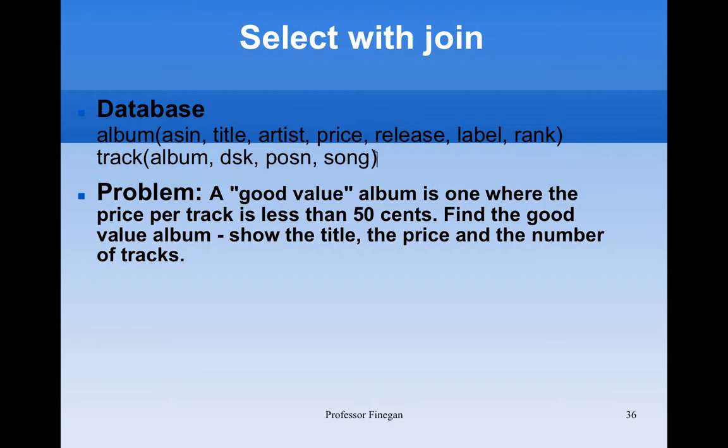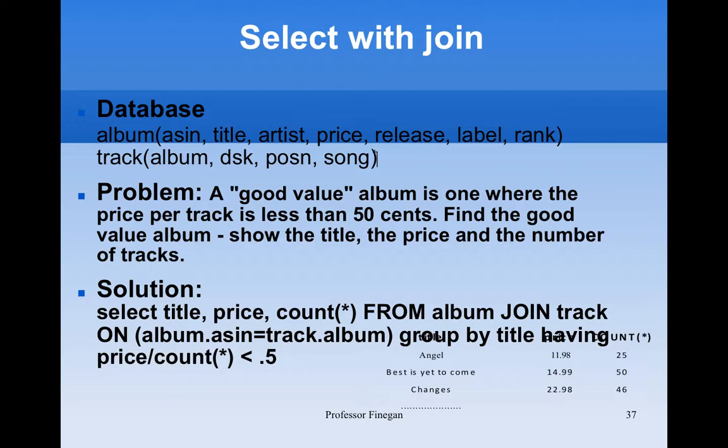So if I'm trying to pull information on a good value album as the one where the price per track is less than 50 cents. If I find the good value album, show the title, the price, and the number of tracks. Again, select the title, price, and count all from the album. I'm joining the tracks, and I'm grouping by.